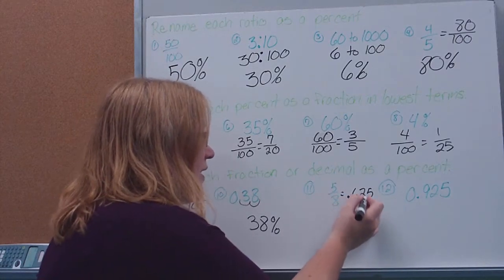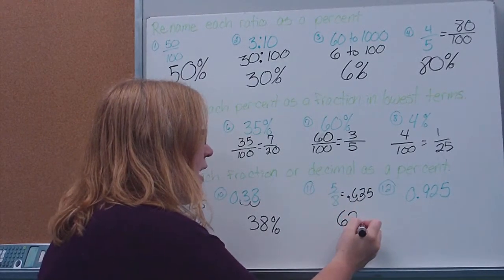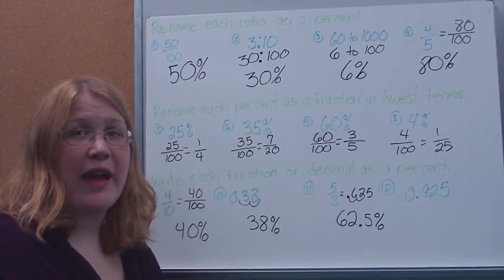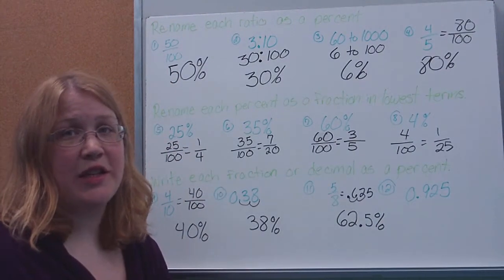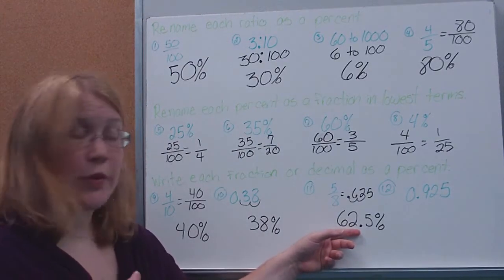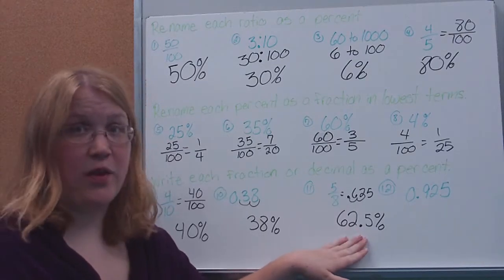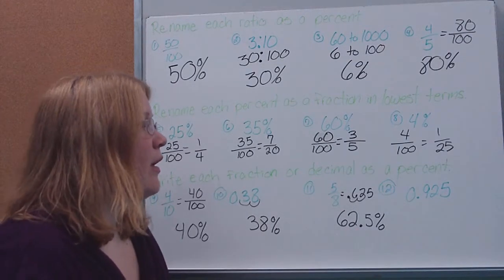So this is my equivalent decimal. I'm moving it 2 places. I wind up with 62.5%. And it's okay if I have a decimal or a fraction in my percentage. It just means this is somewhere between 62 and 63%. That's fine. Don't let that throw you off. This is okay. This is acceptable.